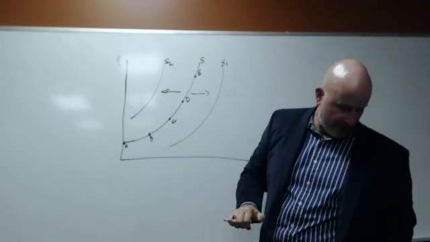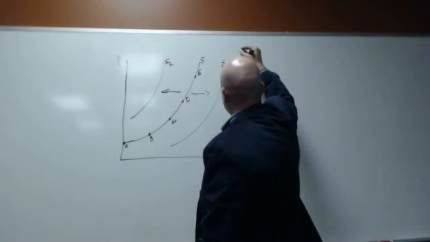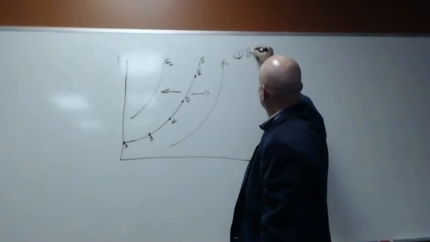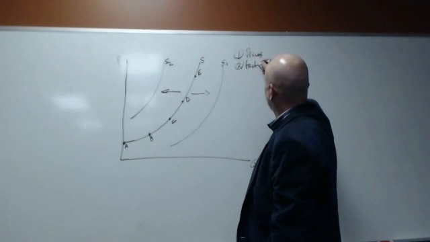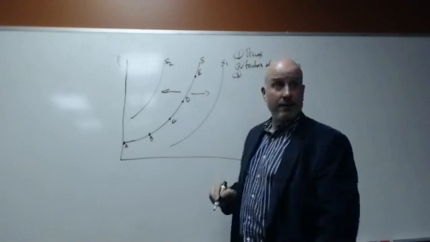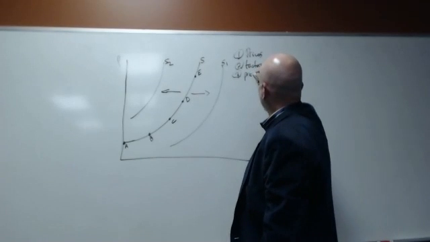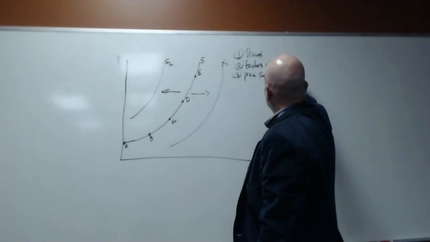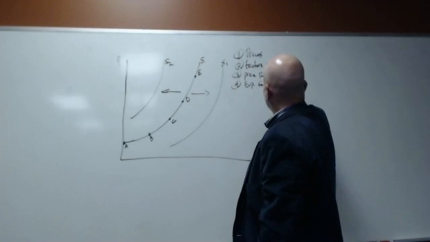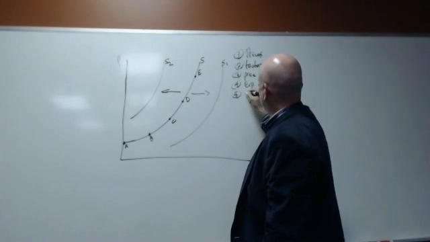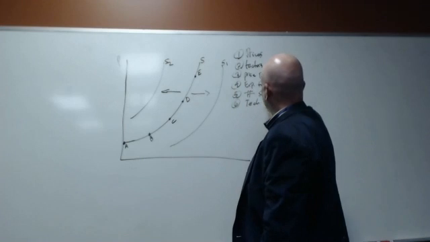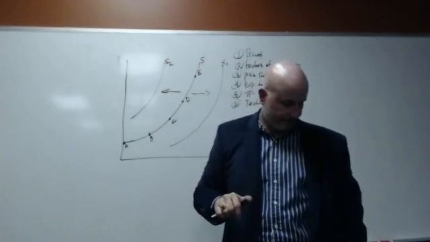All right, so the 6 main factors that can change supply are prices of factors of production, price of related goods produced, expected future prices, the number of suppliers, technology, and state of nature.